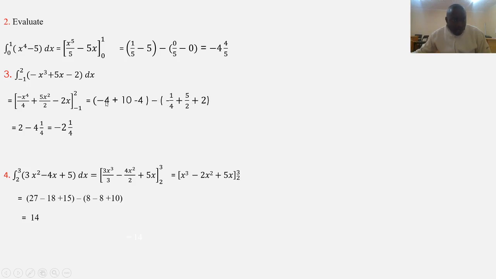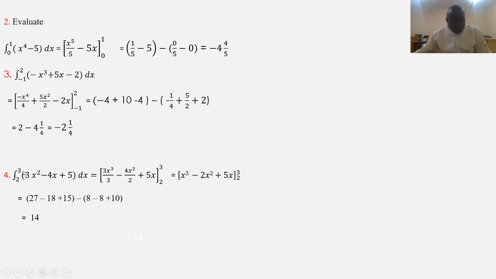So we shall have, this one gives you what? Negative 4 plus 10 is 6, and 6 minus 4 becomes 2, so it will be 2 minus. If you add all this, it gives you 4 and a quarter, so 2 minus 4 and a quarter will give you negative 2 and a quarter. So that is how we integrate with respect to x when given limits.